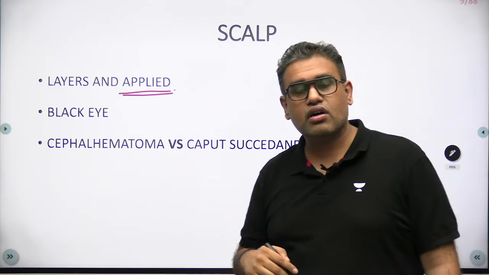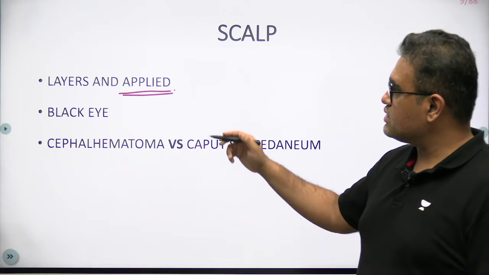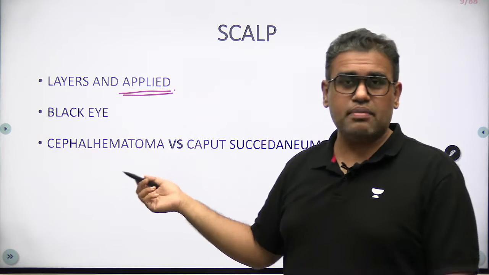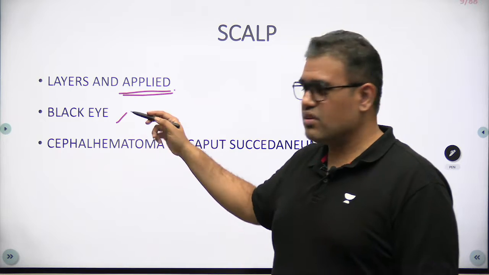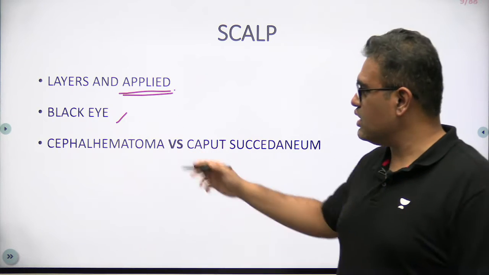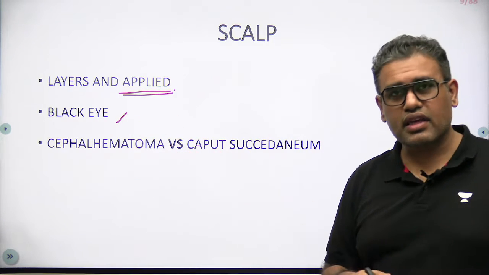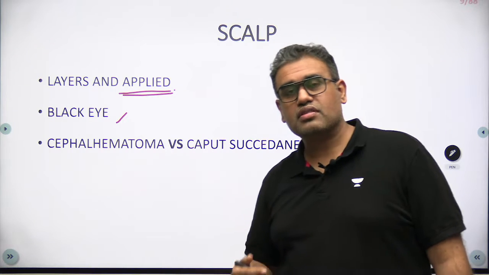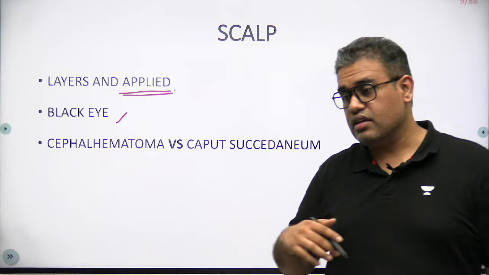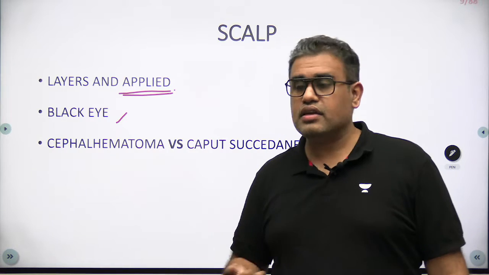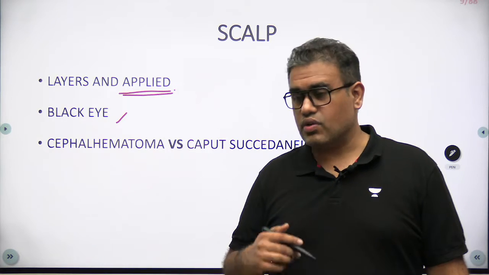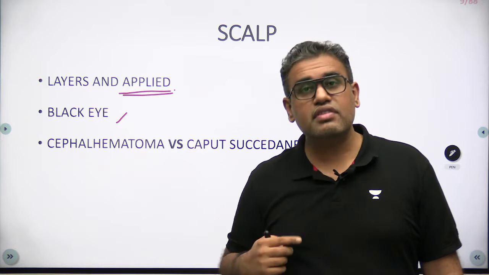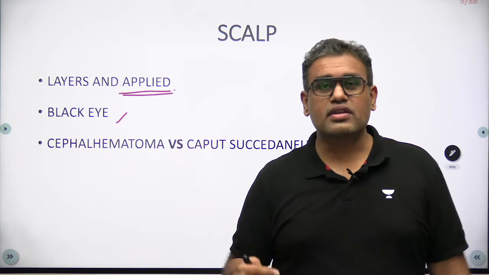And the topic from head and neck is the scalp. Obviously, the layers and applied part of each layer. Black eye is one of the couple of small applieds written over here, cephalohematoma versus caput succedaneum. You should know what the 5 layers of the scalp are, what happens if there is a bleeding in one layer versus a bleeding in another layer, which is a dangerous layer, what is the nerve supply, is it highly vascular supplied, what are the other aspects of it.